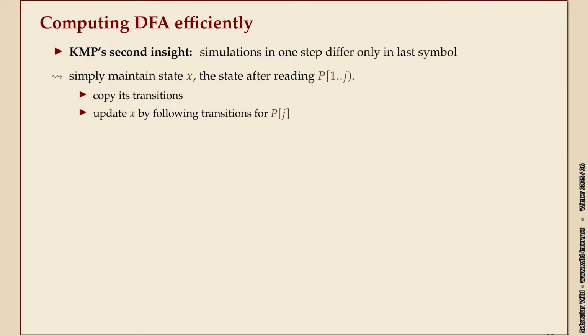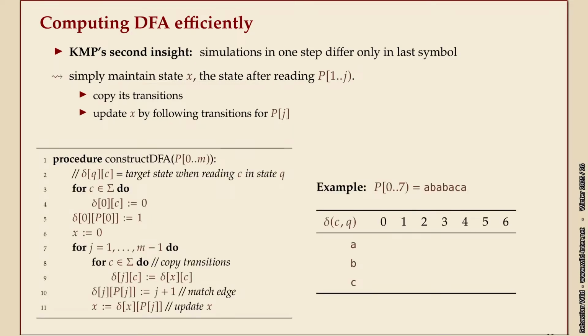The second insight that these gentlemen had was that these simulations share a lot. I don't know if the way I quickly showed it in the example maybe was too quick to see it. But it's clear if you always have this P1 up to J followed by one other character, this prefix will always be the same because the automaton is deterministic. It has to do the same thing on the first J characters. And it's only the last character that leads from there to a slightly different state.